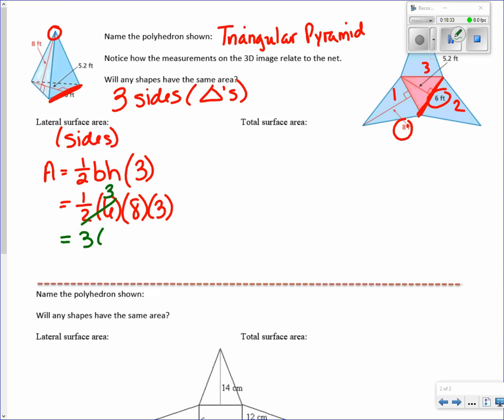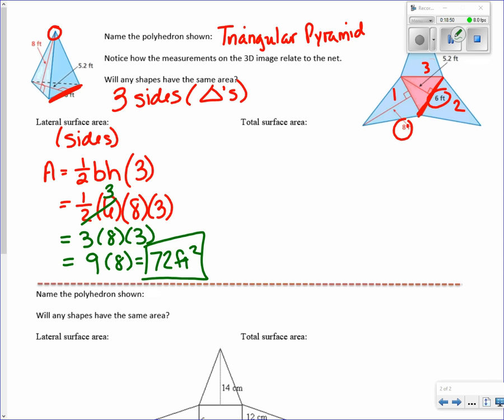So now I have 3 times 8 times 3. I'm going to group it as 9 times 8, which gives me 72, and we are in feet squared. Okay? So the lateral surface area is 72 feet squared.